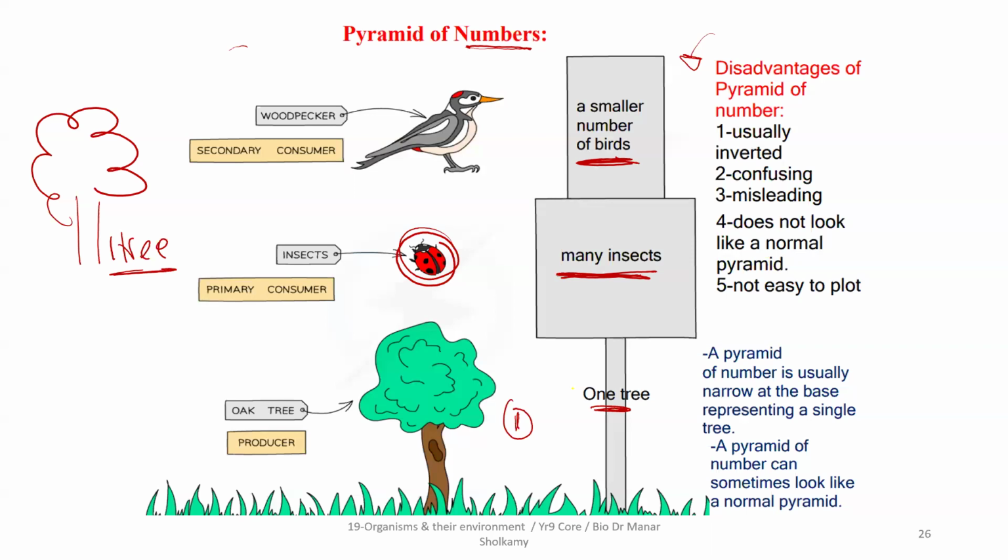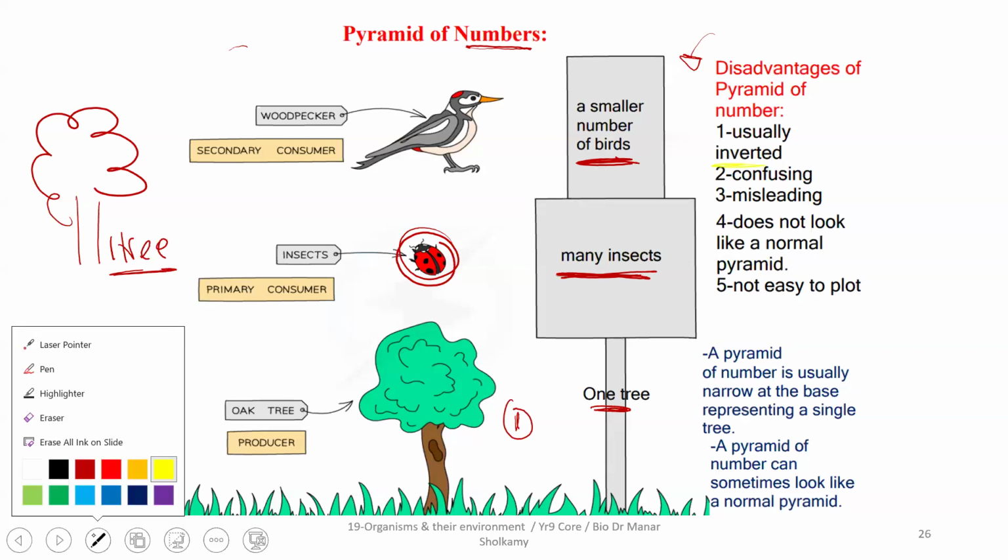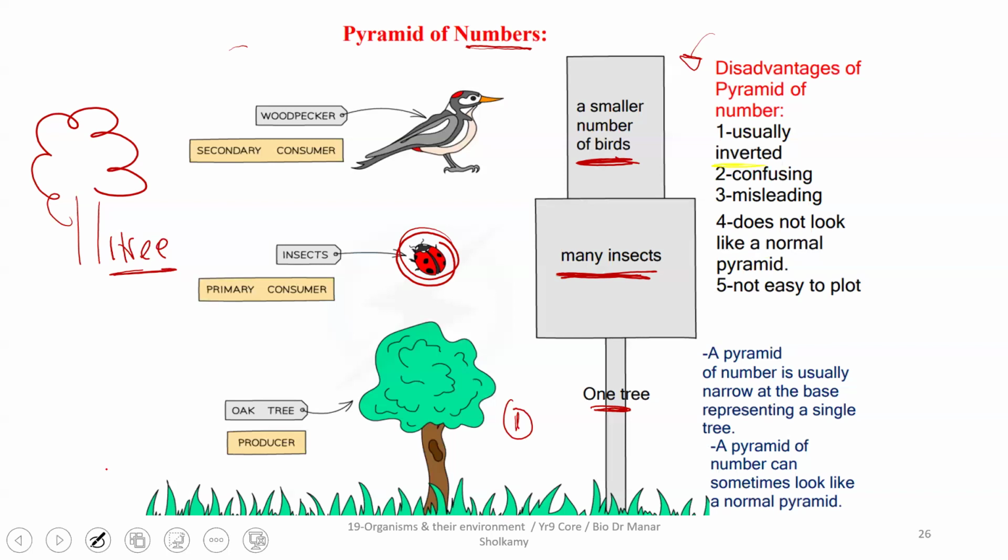This is the question that they ask you: what are the disadvantages of the pyramid of number? It is usually inverted. It is confusing because it is narrow at the base and then inverted. It's not a normal pyramid. It is misleading, it doesn't look like a normal pyramid, and it is not easy to plot. The other pyramids are much easier. A pyramid of number is usually narrow at the base, representing a single tree. It can sometimes look like a normal pyramid, but most of the time it doesn't, and that is why it is usually avoided.